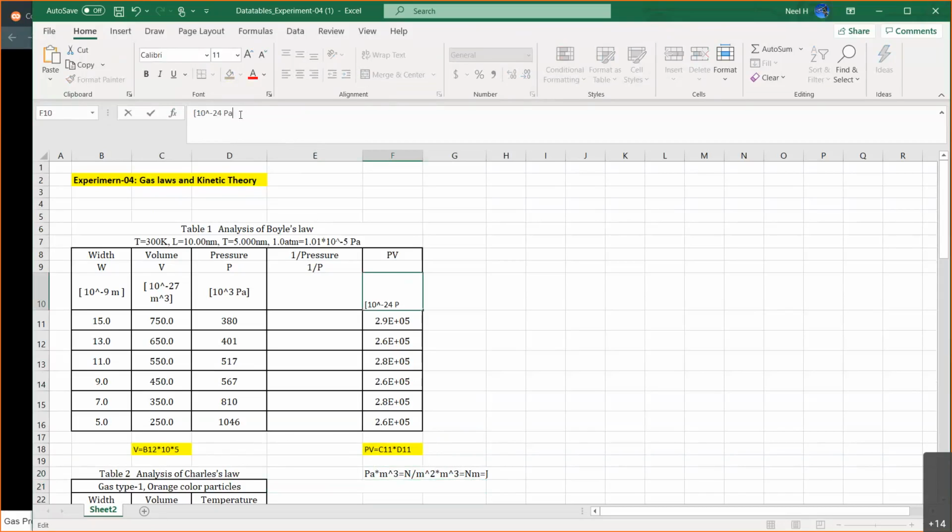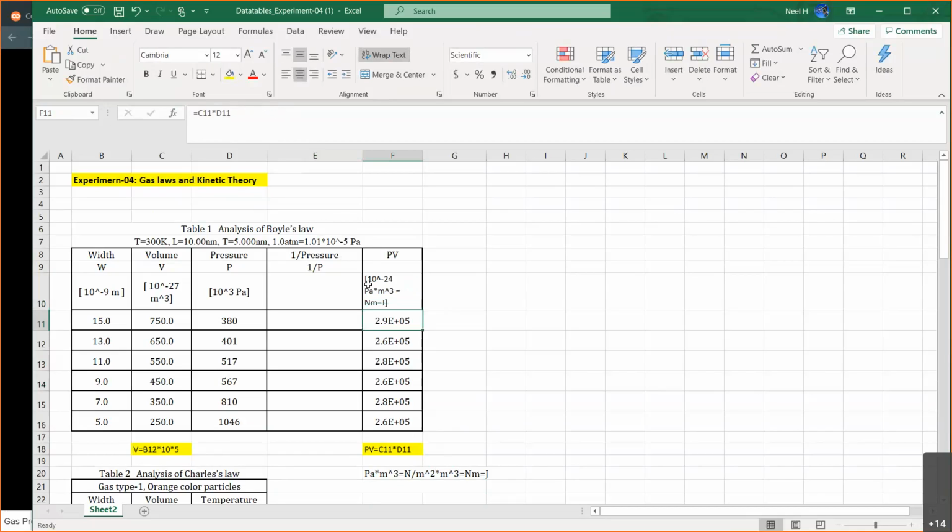So you can say Pascal times meter cube, or you can write it down the same unit, maybe Newton meters or joule. And the 10 to the power positive 3 cancels out. This will become only 10 to the power negative 24. Question: PV should be the work done. That's why the unit you're getting is actually joule.